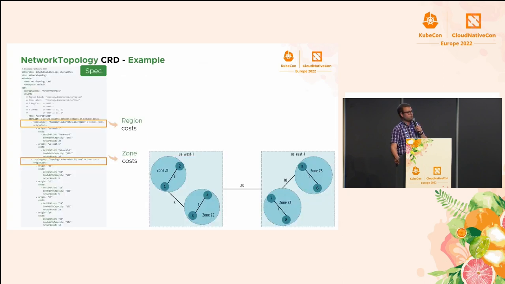Then we have the network topology CR that I mentioned before, where you can manually input costs based on the knowledge that you have of the infrastructure. Currently, we are focusing on latency, so we want to find placement schemes focusing on low latency. We establish costs between regions and zones in the cluster. As you can see, the YAML-based file corresponds to the figure in the slide.